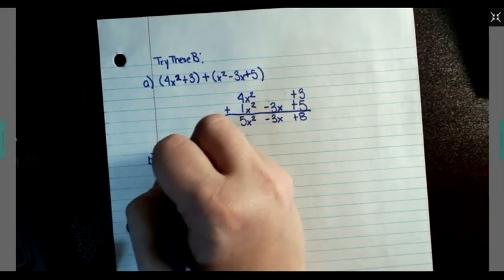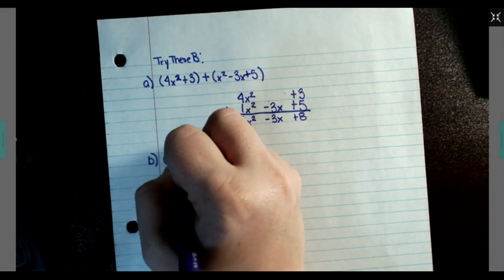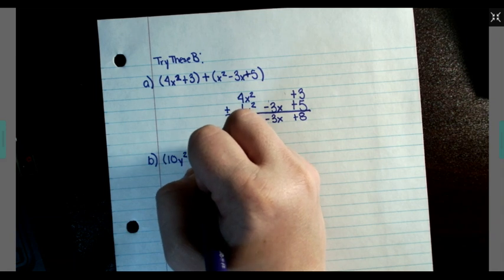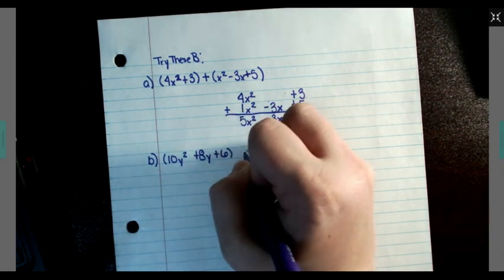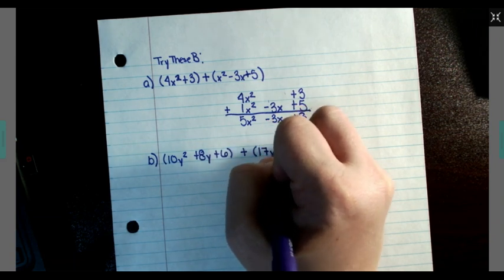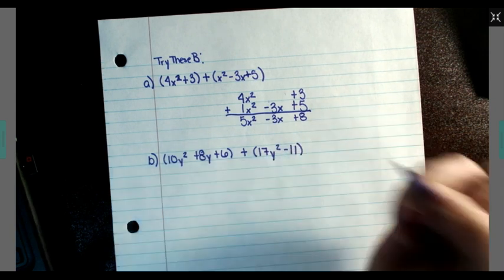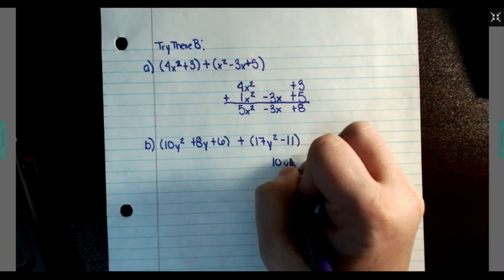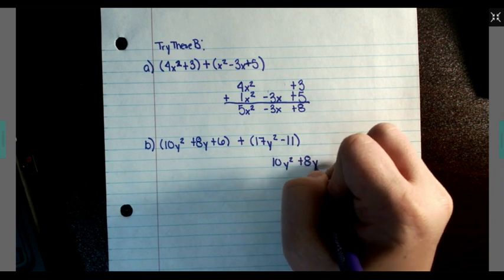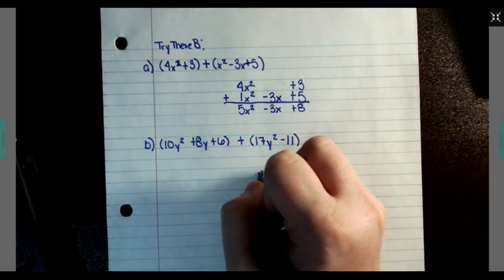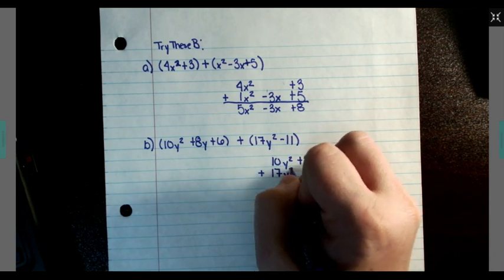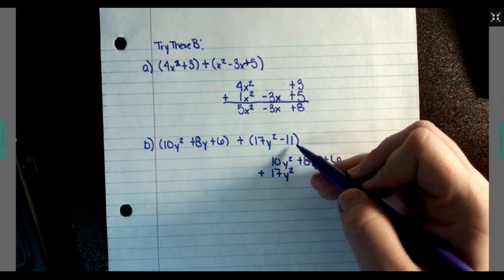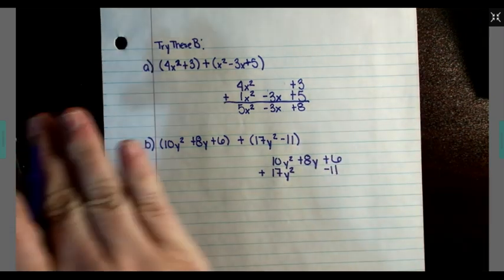Letter B says 10y squared plus 8y plus 6 added to 17y squared minus 11. Again, I'm going to stack these vertically. And if I have pieces or terms that are missing, I'm just going to leave gaps in those places. So we've got 10y squared plus 8y plus 6. We're adding to that 17y squared. Now notice this is 11, but it's a constant term. So notice how I leave a space and I move that all the way over.